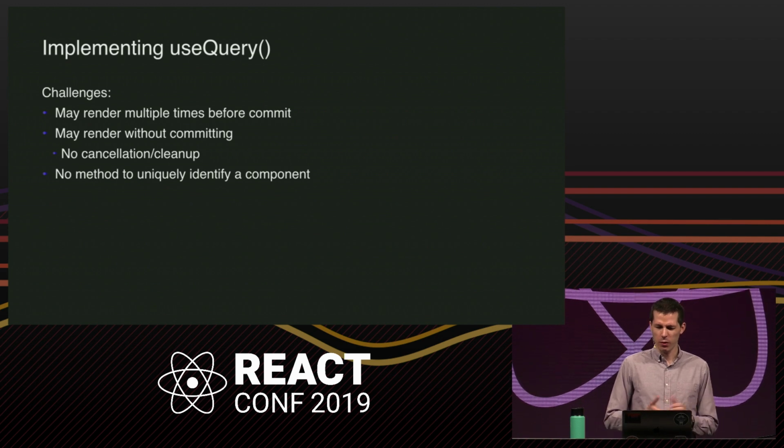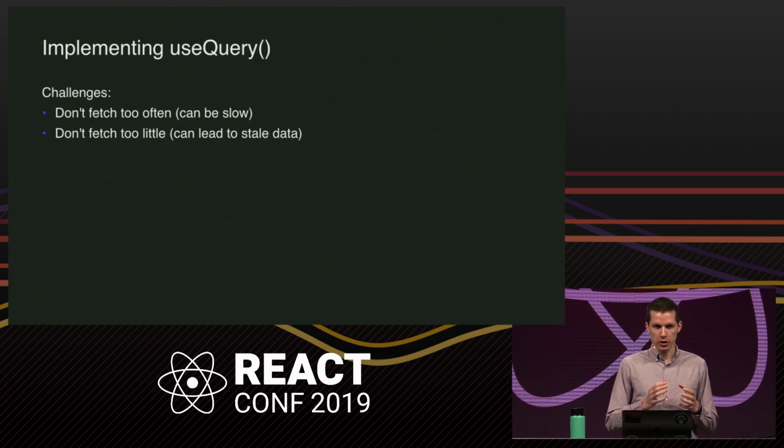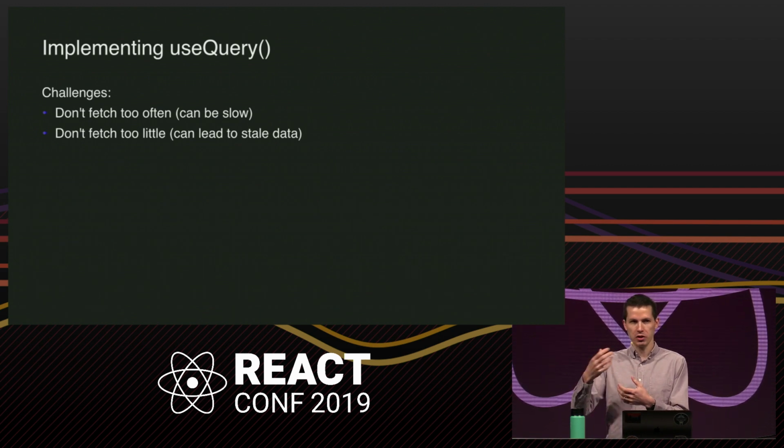So we were kind of wondering, OK, what do we do here? It was kind of challenging to implement. We don't want to fetch too often. So if a component renders multiple times and we call useQuery again, we don't want to keep on refetching the same query. That would be slow.